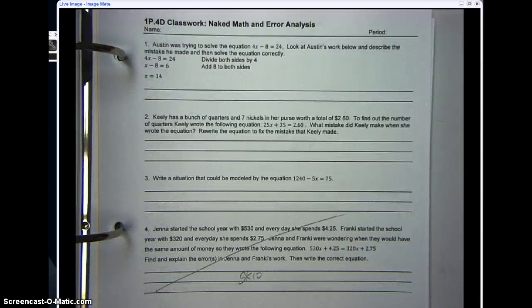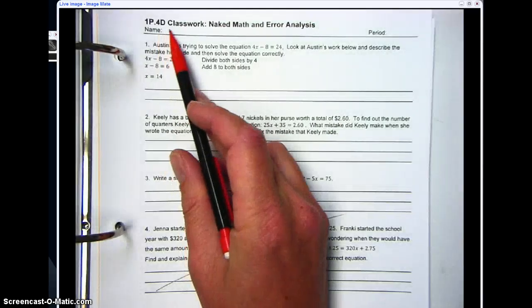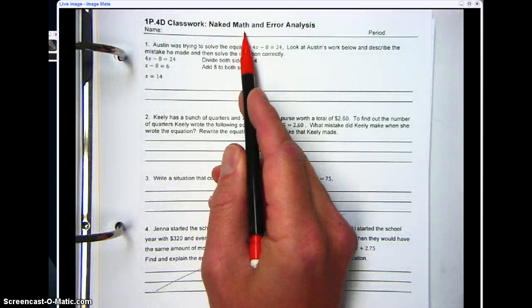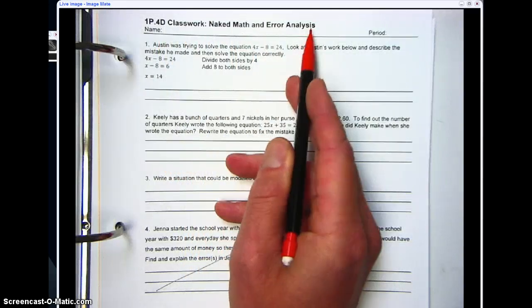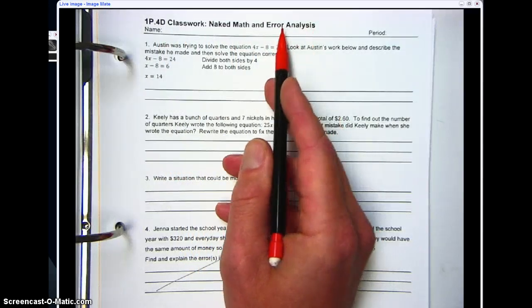Hi guys, it's me. I can't be here today, so I'm going to give you your lesson notes with this video. We're doing 1.4D. I have no idea why it's called naked math, but I do know why it's called error analysis. So let's go ahead and go through these.